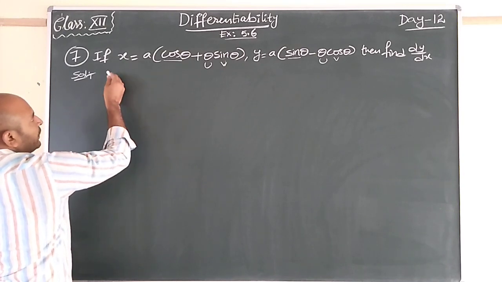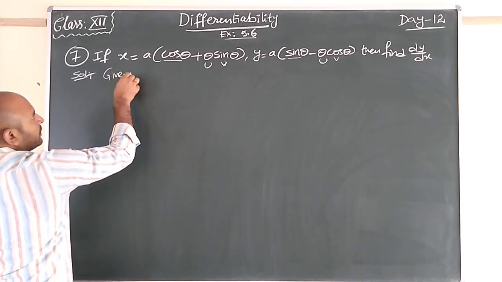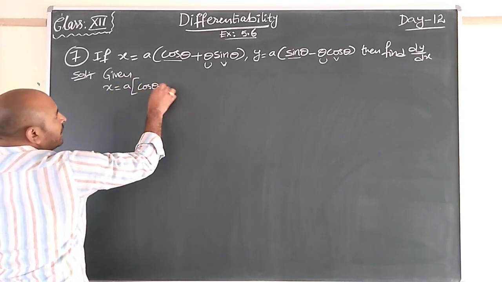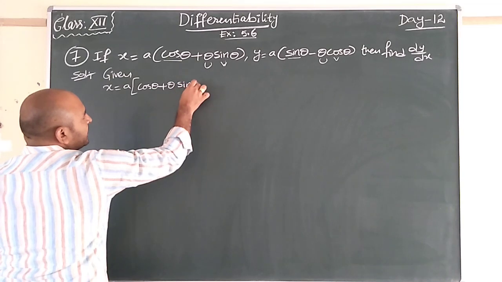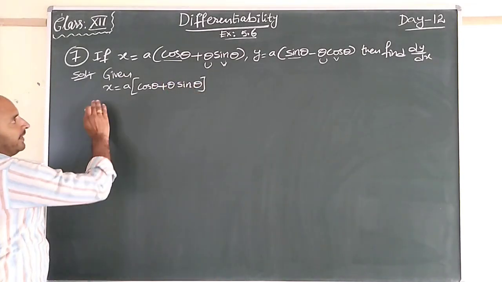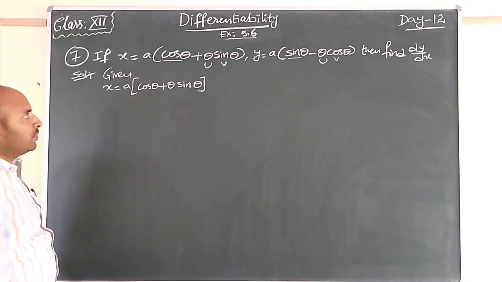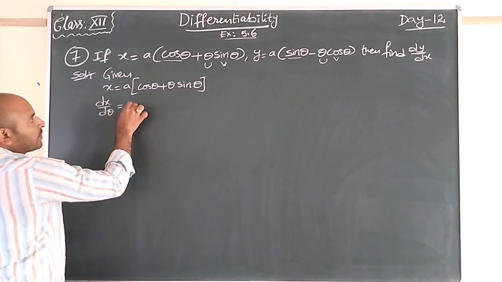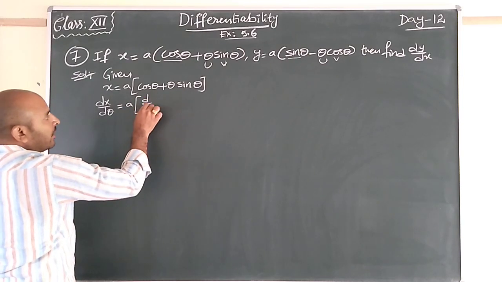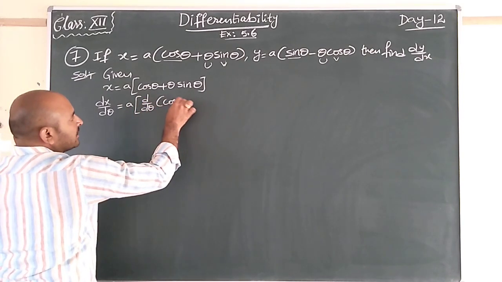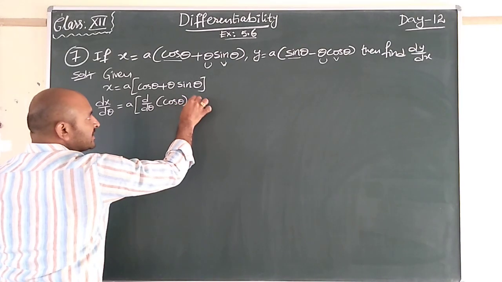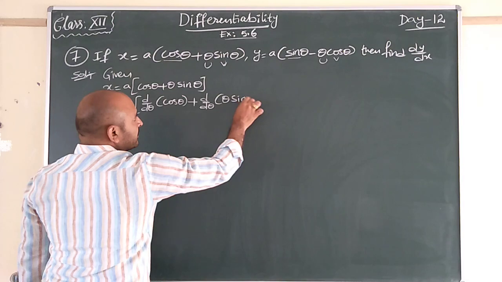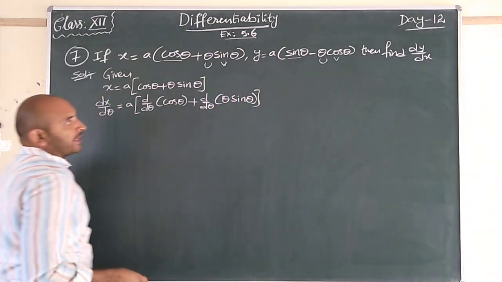Now, first function given: x is equal to a into (cos theta plus theta sin theta). Differentiate with respect to theta on both sides. dx by d theta is equal to a, which is constant, times d by d theta of cos theta plus d by d theta of theta into sin theta.